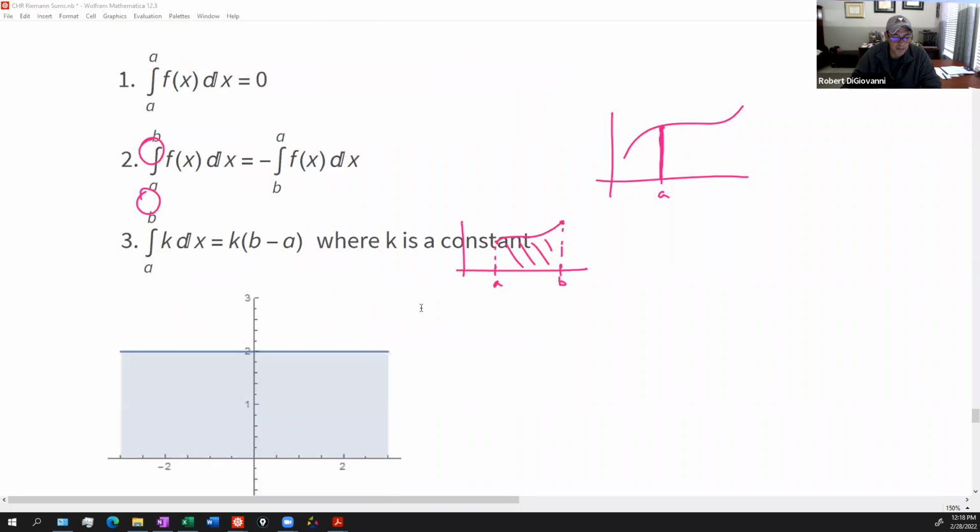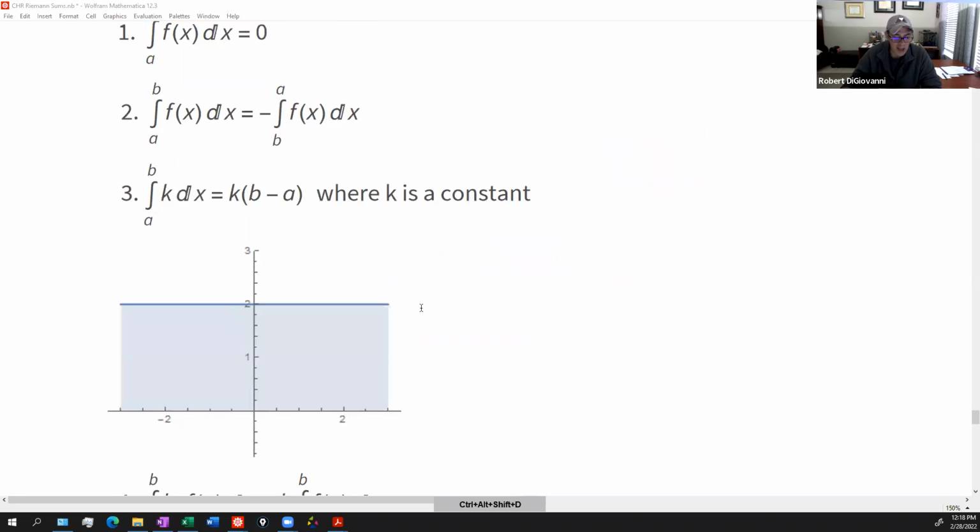The next property says that if you're doing the integral of a constant, then all you have to do is take the constant and multiply by b minus a. That's just because if you think about it graphically, if this is a constant function, then the height of it is k. All you have to do is figure out what b is and what a is, take the difference of b and a, and that'll be your width times the height, and that's your area.